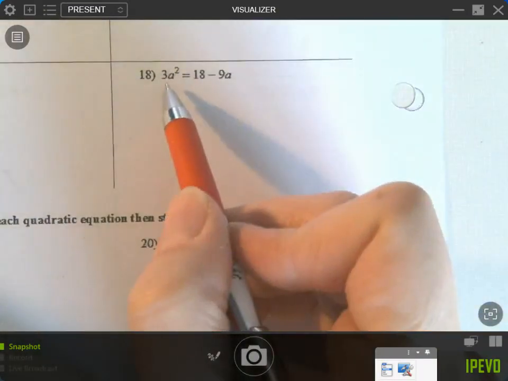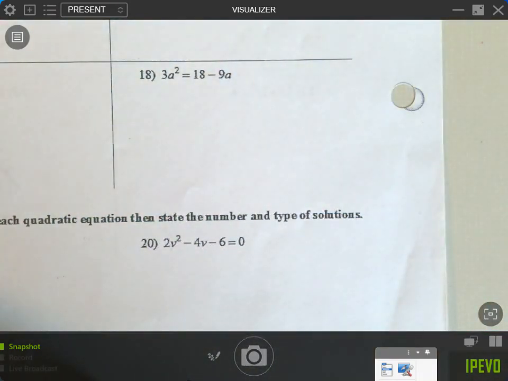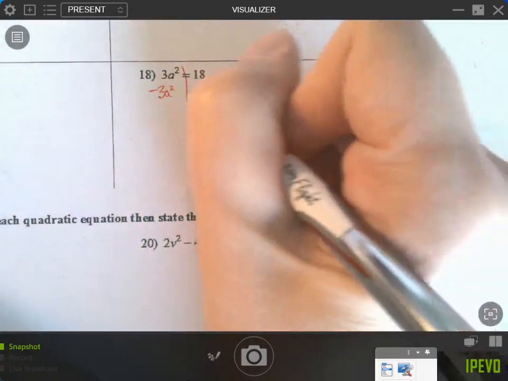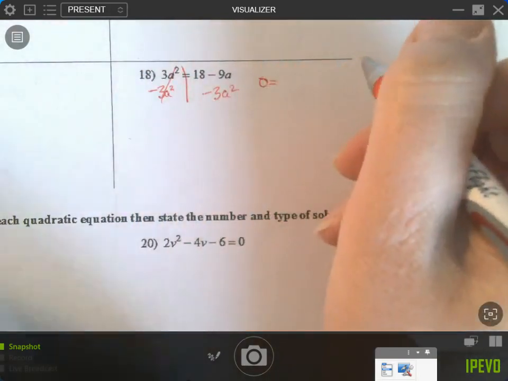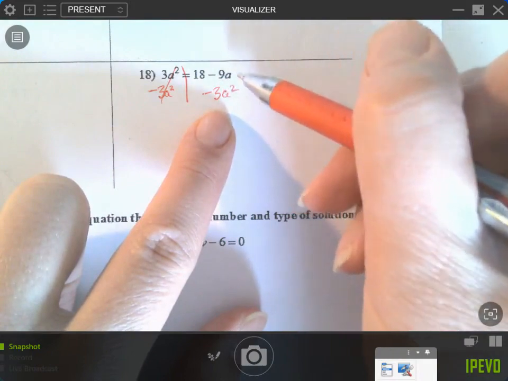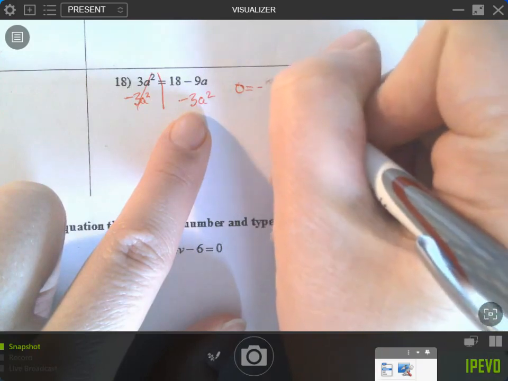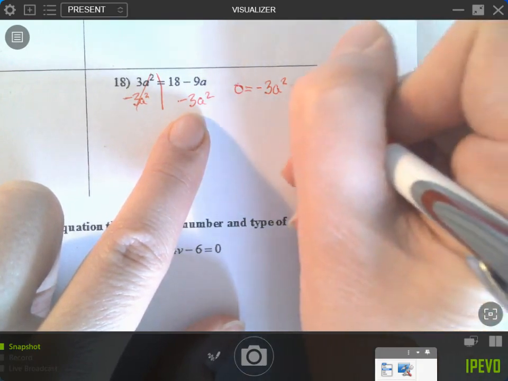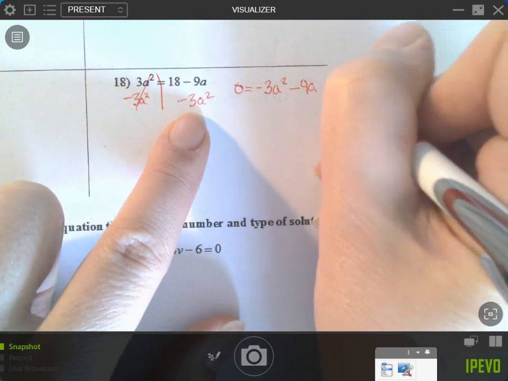So you guys pick. Do you want to subtract the 3a squared, or do you want to move this over and make that positive? Your pick. The 3a squared? Okay. So minus 3a squared. And I'm going to put it over here. Now, let's put this in order. Here's my 0 equals. What should come first out of these three pieces? The a squared, right? 0 equals negative 3a squared. Then what should come next? The negative 9a, and then what? The positive 18.